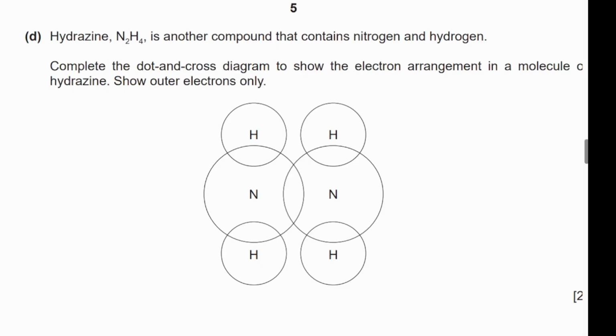D. Hydrazine is another compound that contains nitrogen and hydrogen. Complete the dot and cross diagram. Okay, show outer electrons only. So, nitrogen is in group 5 and it can form 3 bonds. Hydrogen can only form 1 bond. Okay, since nitrogen is in group 5, it has 5 total valence electrons. So in this case, nitrogen can form 3 bonds, so it will donate 1 electron to each bond.